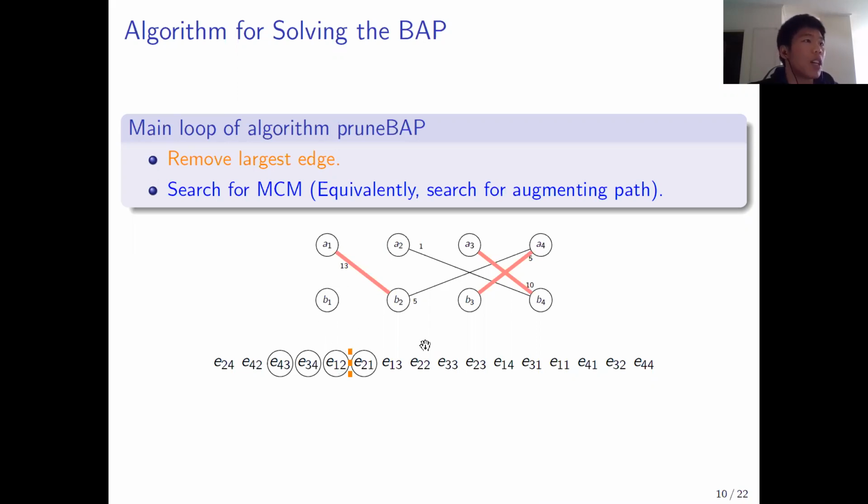So on this small example, it's quite easy to see that we have ended up with this MCM, which is a solution to our bottleneck assignment problem, because remember, we arranged our edges from left to right in ascending order. So all these edges here are smaller than all these edges to the right. And so these 4 edges must be a solution to our bottleneck assignment problem.